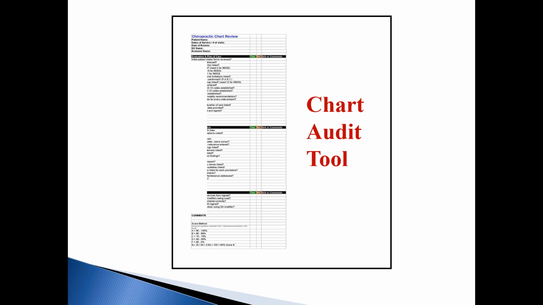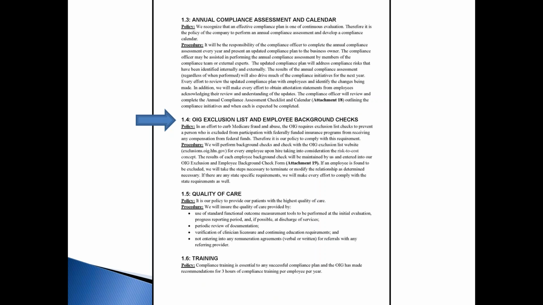And I've put together a little chart audit tool. It's a checklist. Is the patient's name and date on the SOAP note? Did you put down the areas of subluxation? Do you have the subjective findings, the objective findings, the part exam? Did you sign the note? All these different things. Are the bones listed? Did you use the right modifiers? And then you'll score yourself. So that's an internal audit.